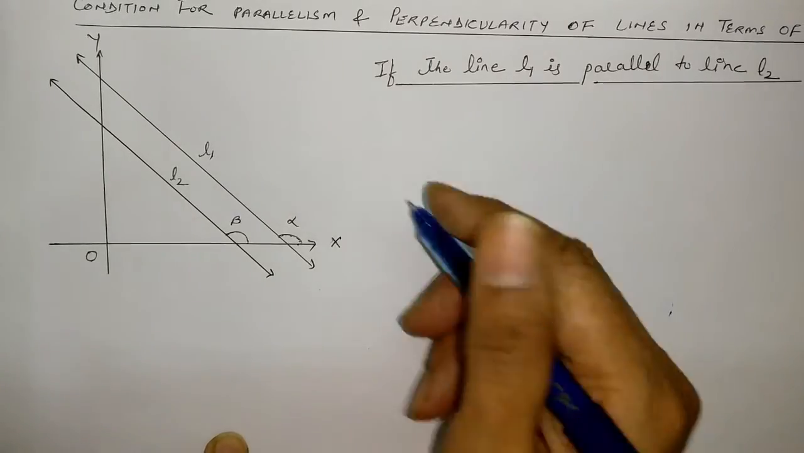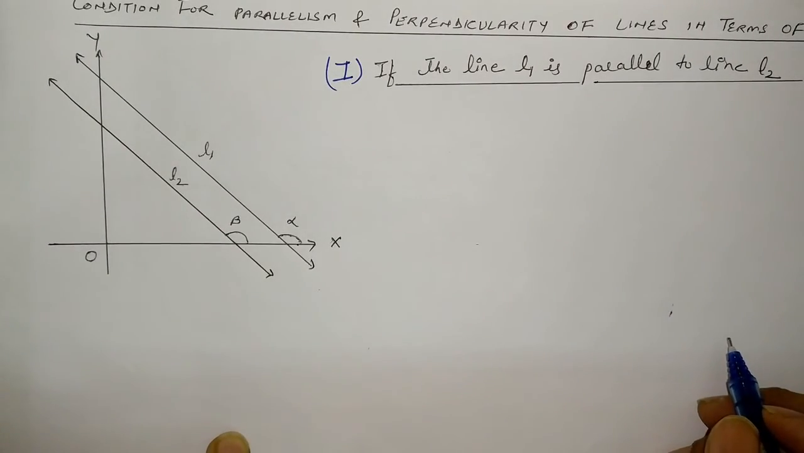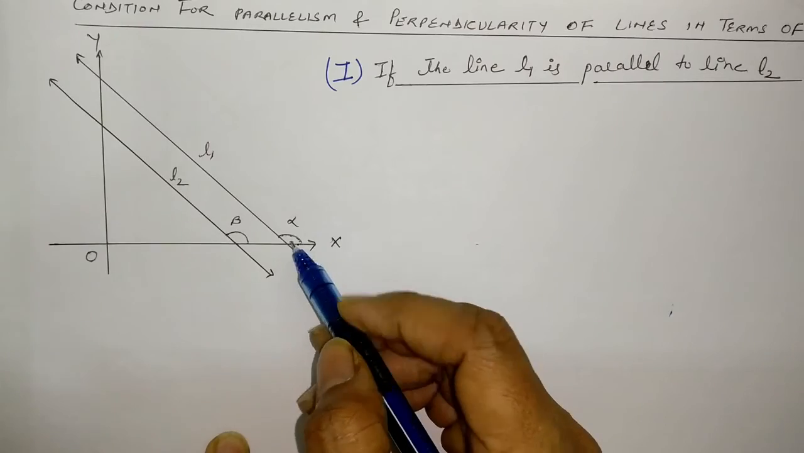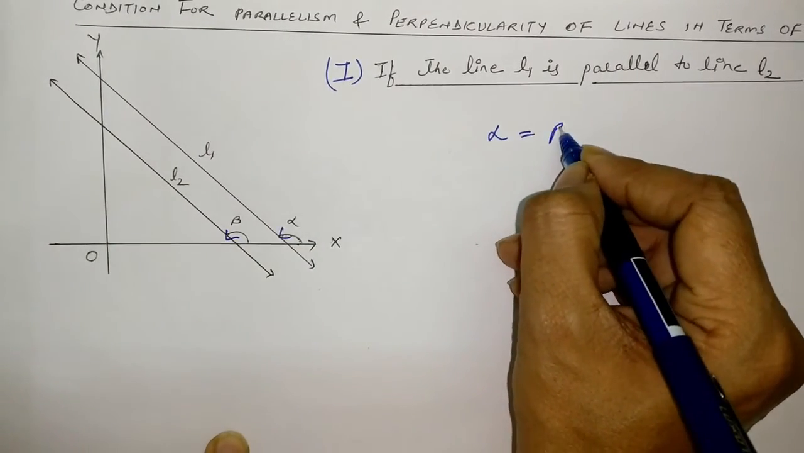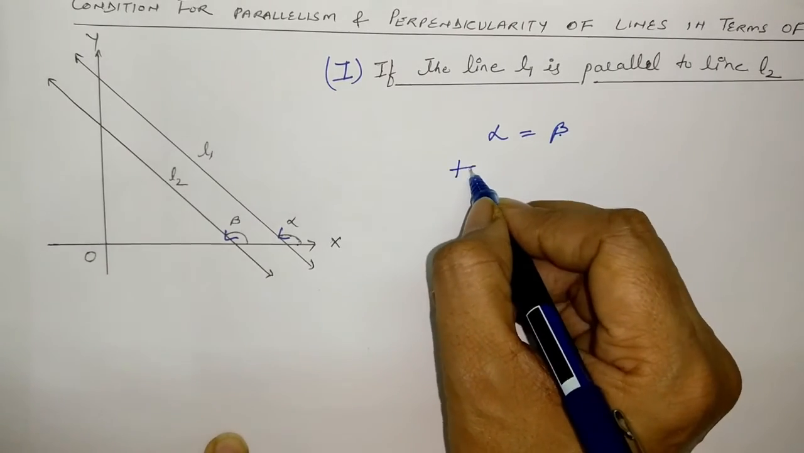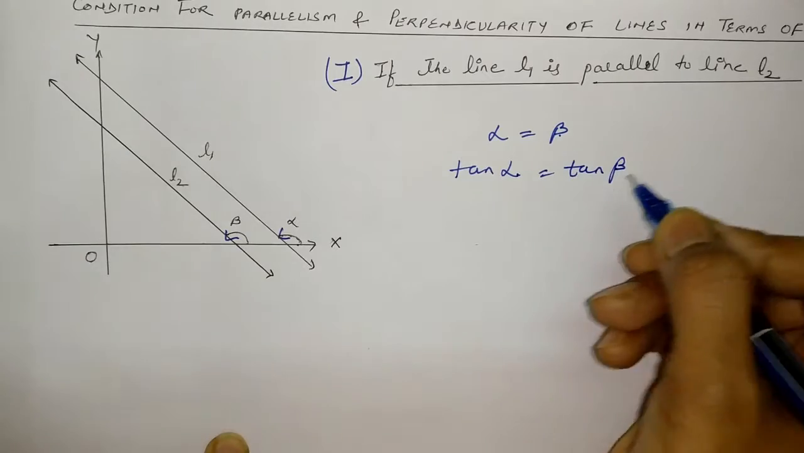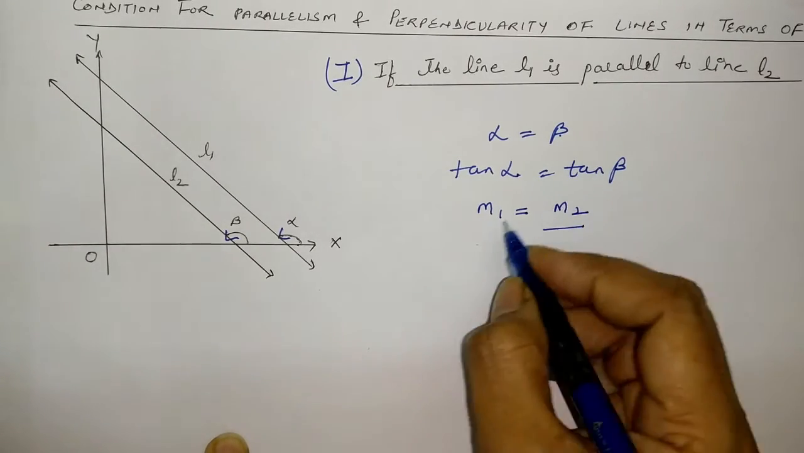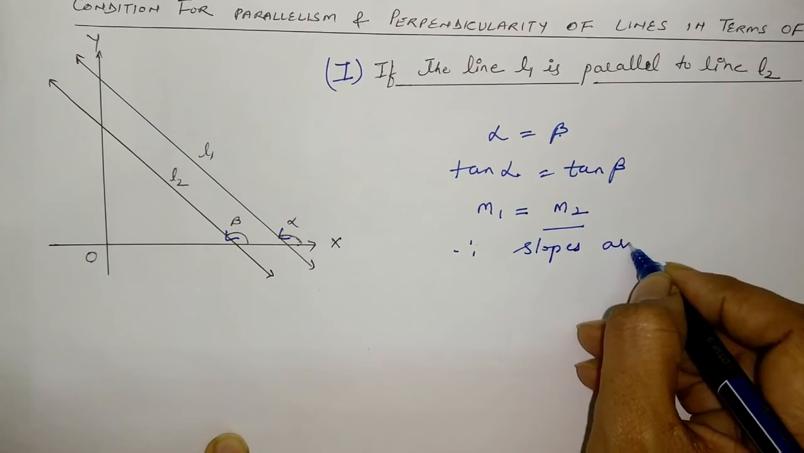So first case I'm taking: if the line L1 is parallel to line L2. You can see if the lines are parallel, it means they are making equal angle with the positive direction of x-axis. So alpha is equal to beta, and hence if the angles are same, their tangents will also be same. If tangent is same, then m1 will be equal to m2, and therefore the slopes are equal.